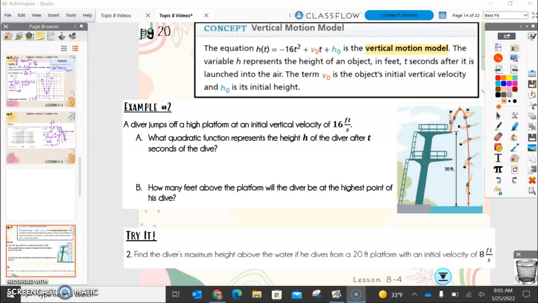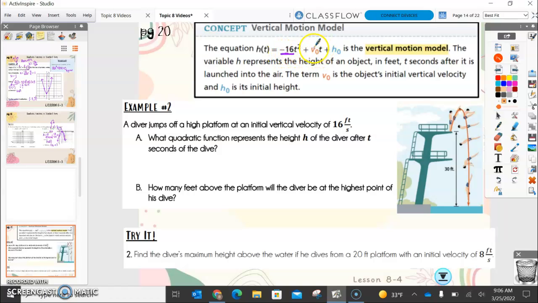Topic 8's Lesson 4 is all about applying where and when we might actually see quadratics to model real-world situations. If you're a physics person, you may have heard of our vertical motion model, that is negative 16t squared. This has to do with gravity's pull onto Earth, and that will be constant. This will always be our a value.